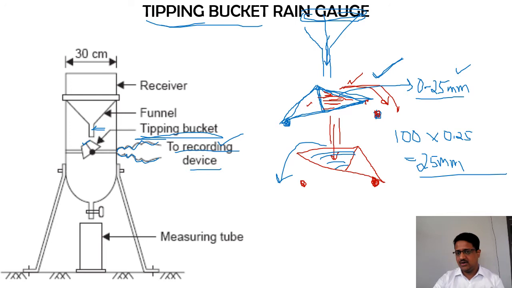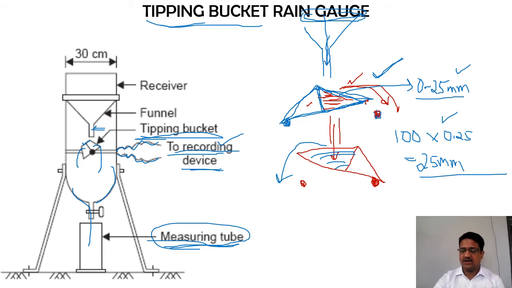Okay, fine. With respect to this, again I'll explain a few more things. Once the water tips from one end or the other end based on the tipping action, ultimately it is going to come here and join this measuring tube. You might ask, we are already checking with the recording device the number of tipping buckets, so why do we need this measuring tube again? That is for the safety of this particular system to work.